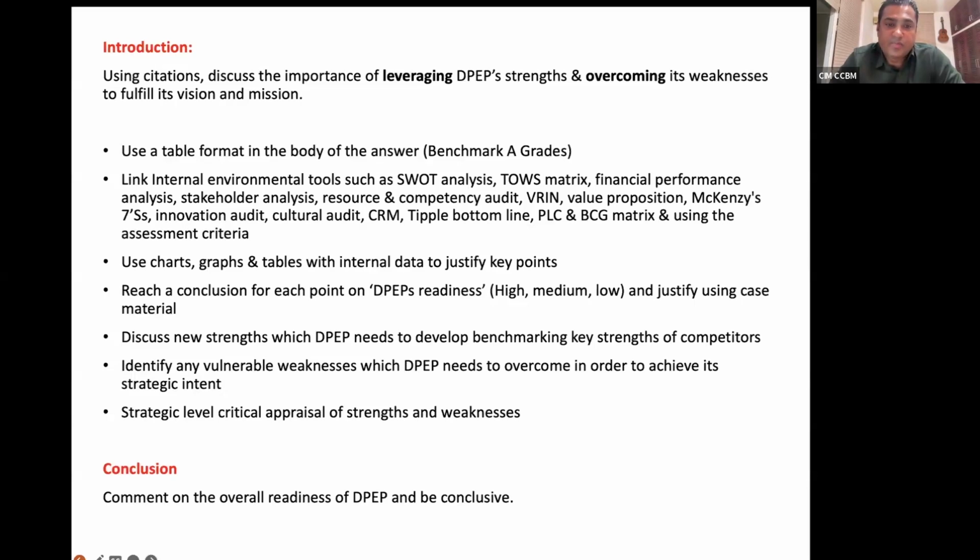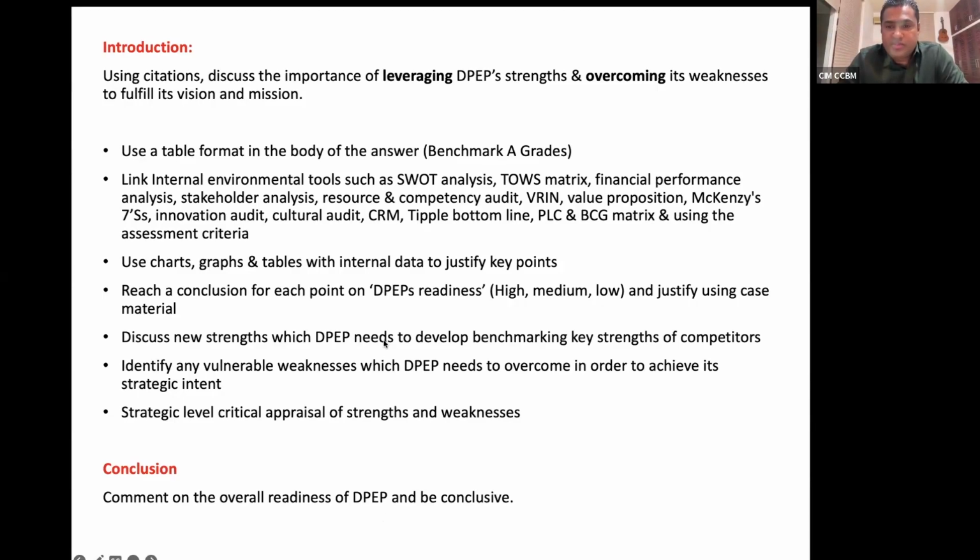Discuss new strengths which DPEP needs to develop, benchmarking key strengths of competitors which you have analyzed in the competitor analysis. Identify any vulnerable weaknesses which DPEP needs to overcome in order to achieve its strategic intent. You can have weaknesses and then you can have vulnerable weaknesses, big weaknesses. Give a strategic level critical appraisal of strengths and weaknesses. And in conclusion, a small paragraph, comment on the overall readiness of DPEP and be conclusive, right? So the readiness of achieving its vision and mission.